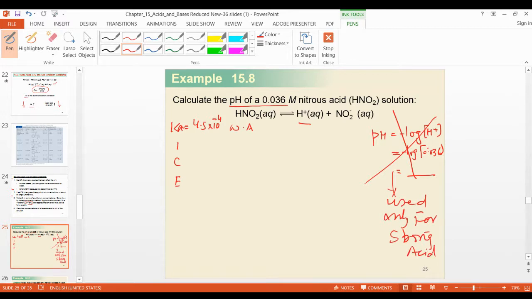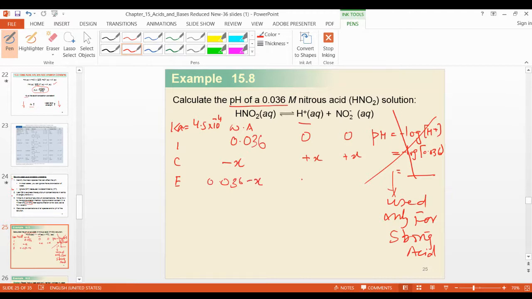Right? So this is only for strong acid. For weak acid, we always use an ICE table first. So, ICE table: the pH of this molar concentration. This is 0.036. Here it is 0, 0 initially. How much is the change? Minus x, because this is reduced. This always increases, plus, equilibrium.